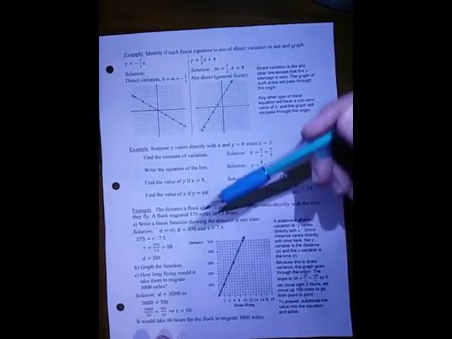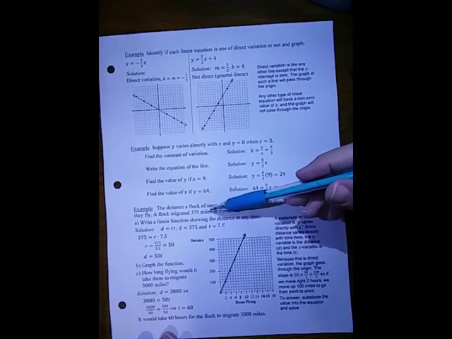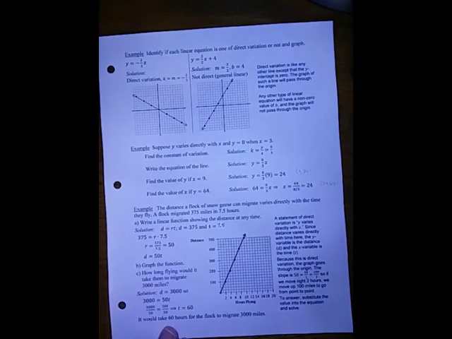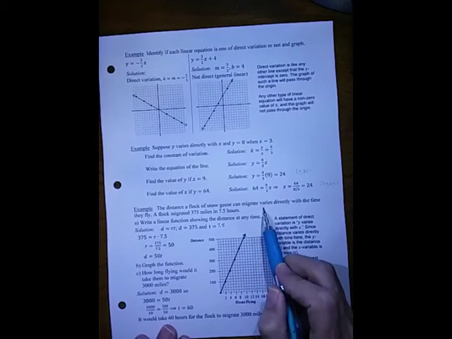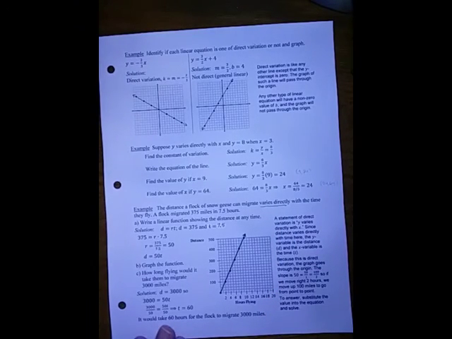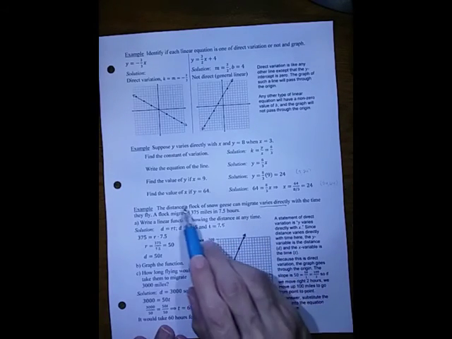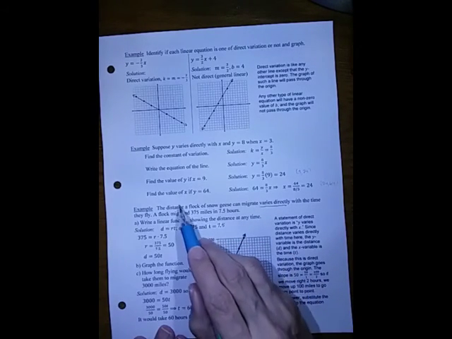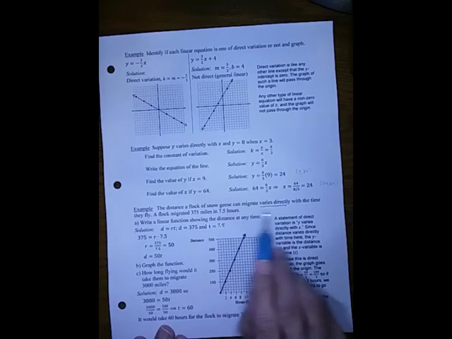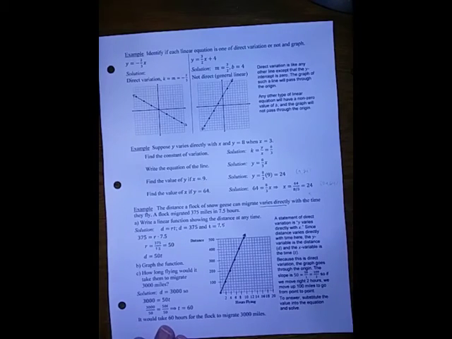We also want to be able to do this from words. It says the distance a flock of snow geese can migrate varies directly with the time they fly. A flock migrated 375 miles in 7.5 hours. So first of all, we know this is direct variation because it says varies directly. That also tells us what the y variable is and what the x variable is. Remember, y varies directly with x, so the one that comes before varies directly is the y, that's the distance, and then what comes after that is the x variable, so time is the x variable.